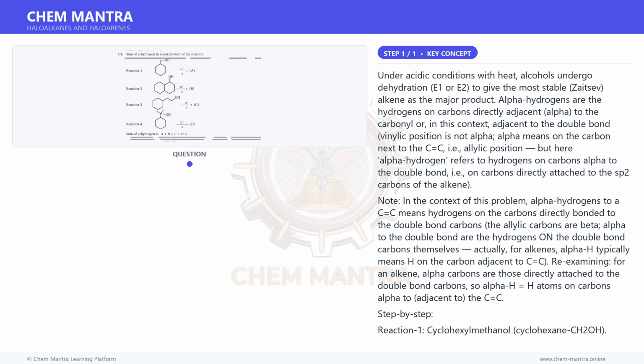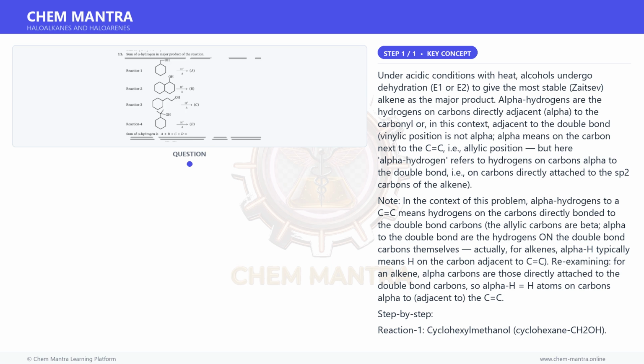Alpha H to C1=C2. Alpha carbons are C8A, 1H, and C3, 2H. Total equals 3. This needs careful analysis. For octalin, delta 1,2, alpha H equals H on C3, 2H, plus H on C8A, 1H, equals 3. So B equals 3.